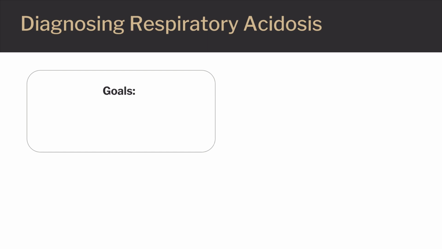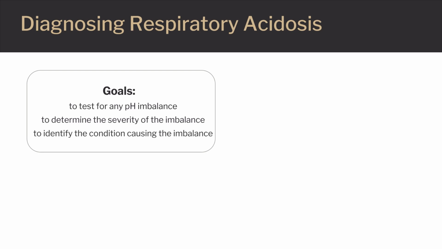The goals of diagnostic tests for respiratory acidosis are to test for any pH imbalance, to determine the severity of the imbalance, and to identify the condition causing the imbalance. Several tools can help doctors diagnose respiratory acidosis. The blood gas measurement is a series of tests used to measure oxygen and CO2 in the blood. A healthcare professional will take a sample of blood from your artery. High levels of CO2 can indicate acidosis.